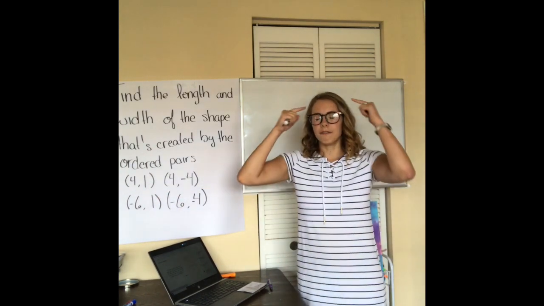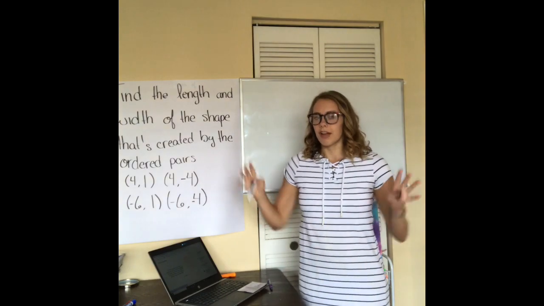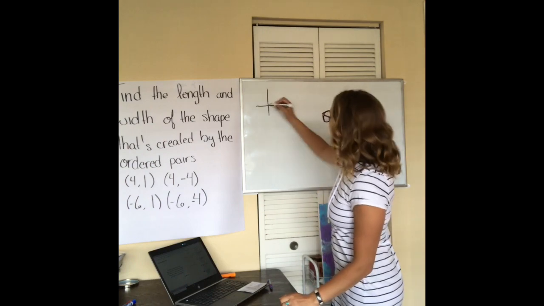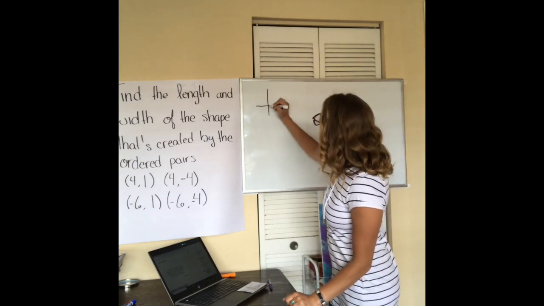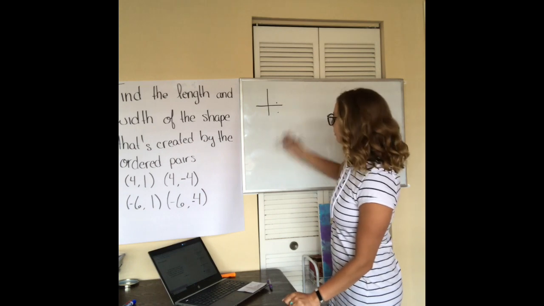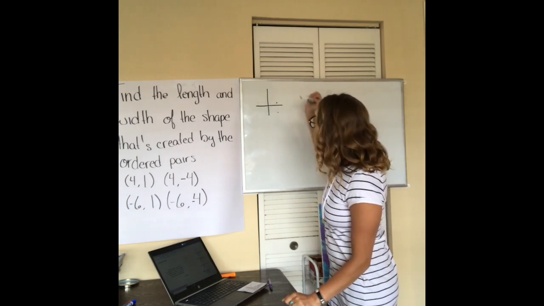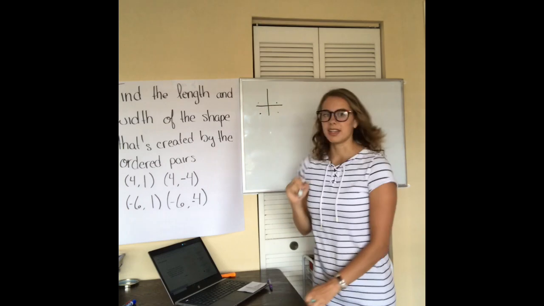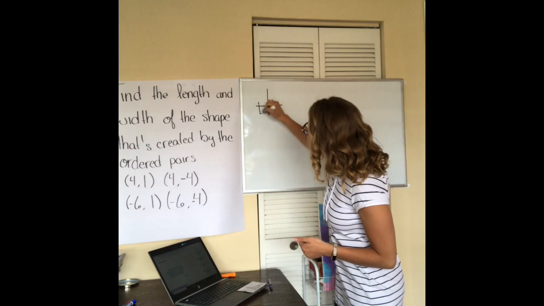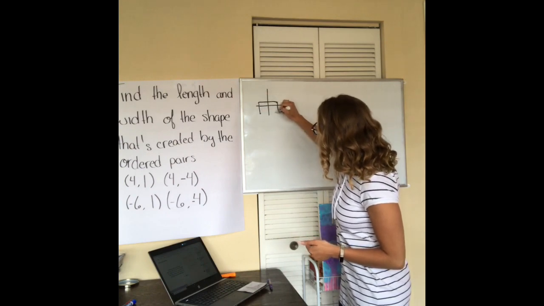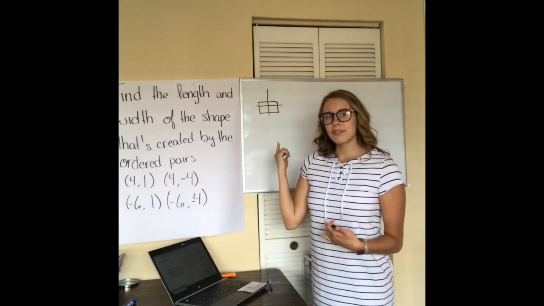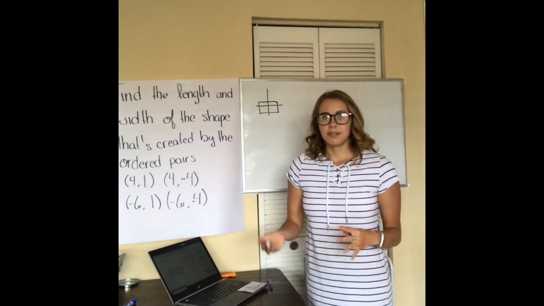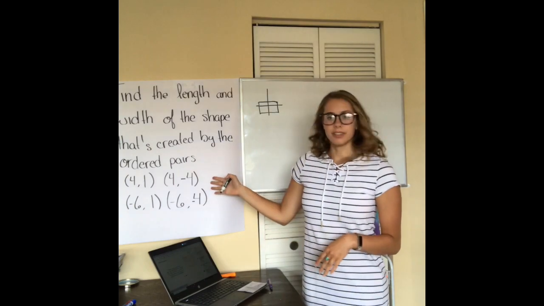If I were to just visualize, I'm not even going to use a real graph, but just visualize where these would go on a graph, I would say that (4, 1) probably goes about here. (4, -4) goes about here. (-6, 1) goes about here. And (-6, -4) goes about here. Again, this isn't perfect, but I can see that it does make a rectangle. And you don't have to do this every time. I just drew this to visualize. So what I need to do is find the length and the width of this shape.